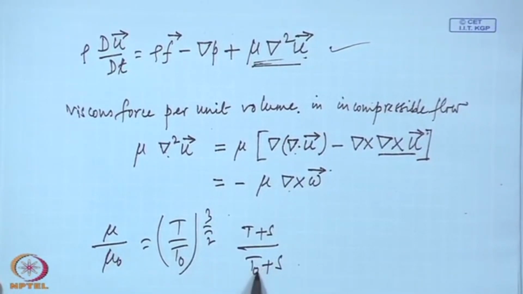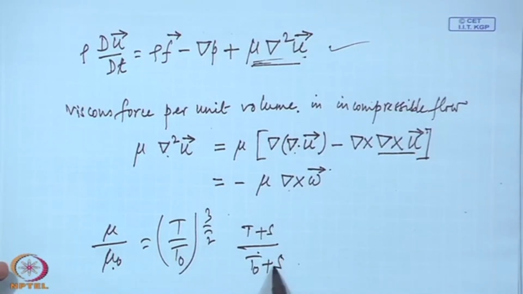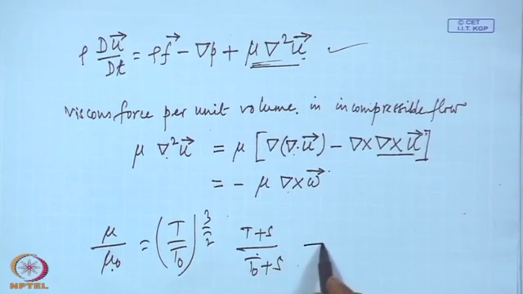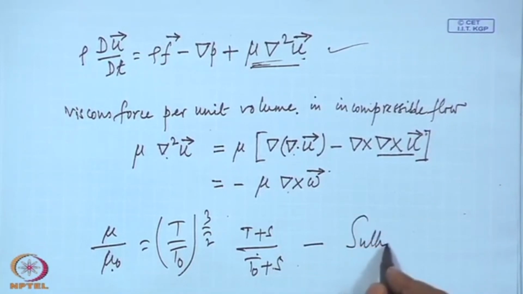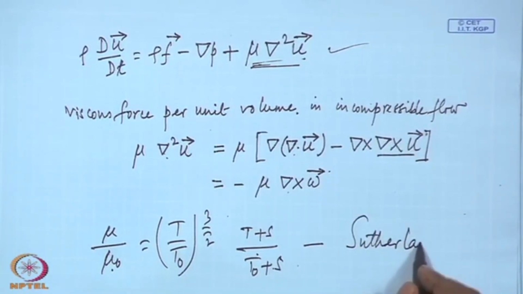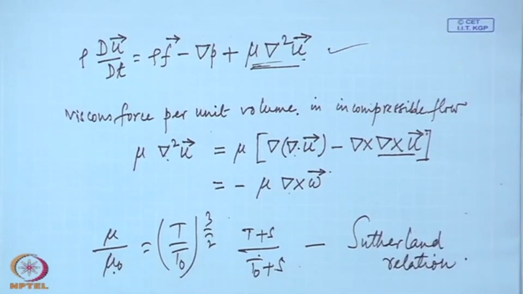This mu 0 and T 0 are the reference temperature and the viscosity at that reference temperature. This S is a constant usually taken as 110 point some K. This temperature is in Kelvin. So, this is called the Sutherland relation. So, this type of relation is not called an equation. By equation, we will be meaning only partial differential equation.